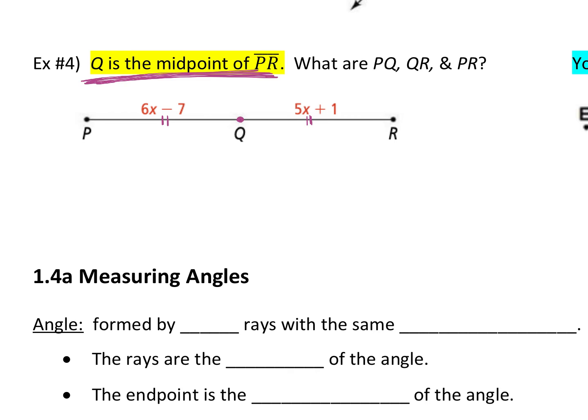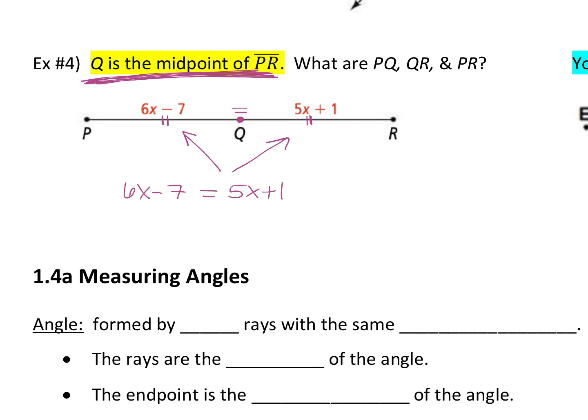If it is a midpoint, what's true of these two pieces? They're the same. What's another word in math for the same? Equal. They are equal, right? Which means we are going to set them equal. So when you see that something's a midpoint, we're going to say 6x minus 7 equals 5x plus 1.